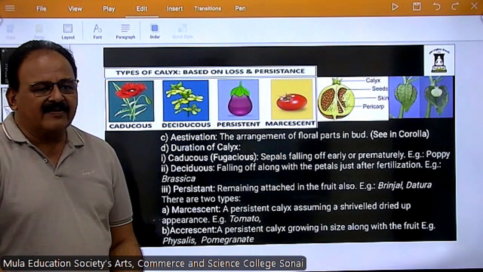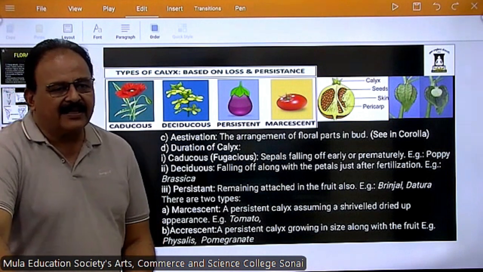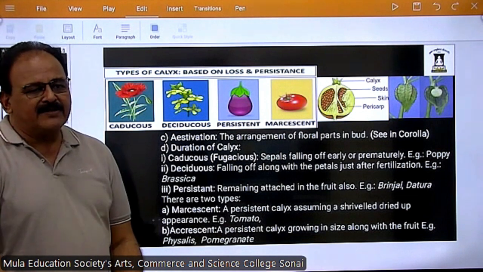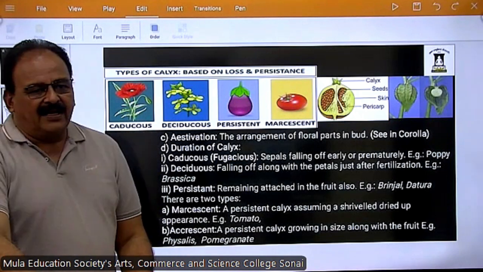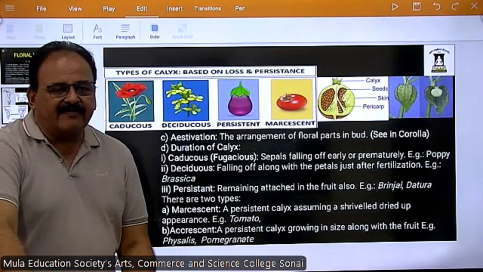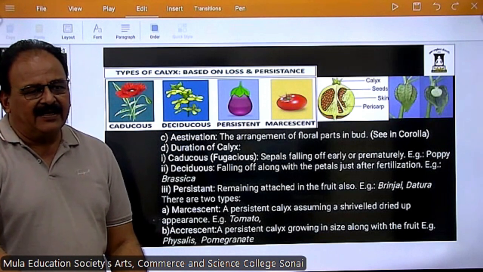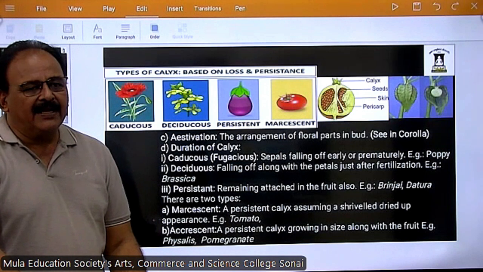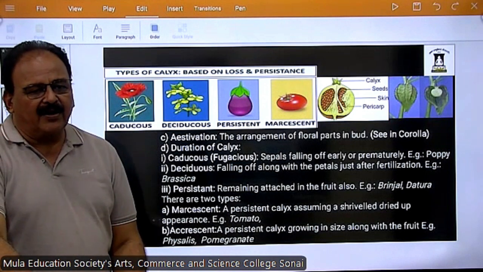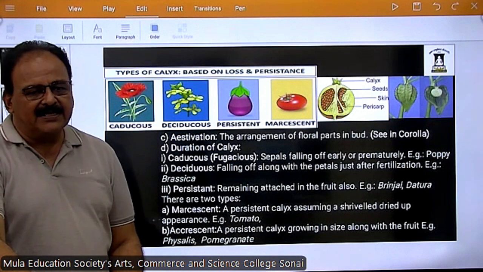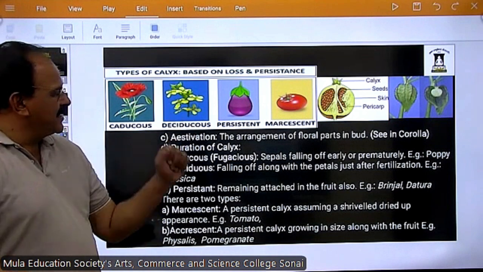In calyx, there are different types of calyx, and according to their duration, they are divided into different types. First type is caducous. In this type, the sepals fall off early or prematurely. The example of this is poppy. Then the deciduous, the calyx falling off along with the petals just after fertilization, and their example is brassica.